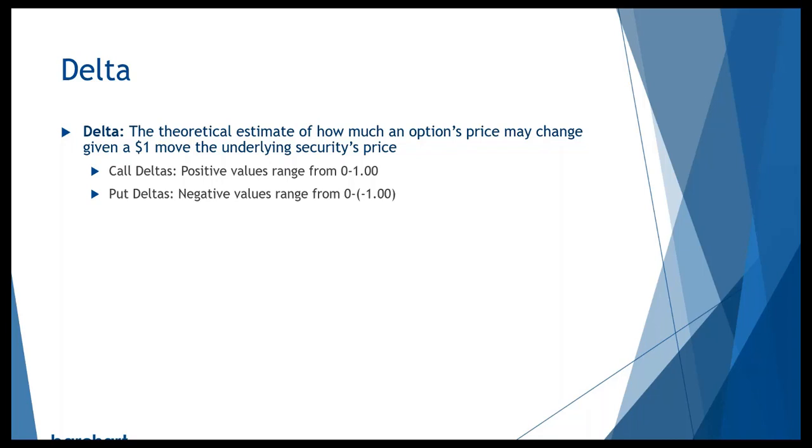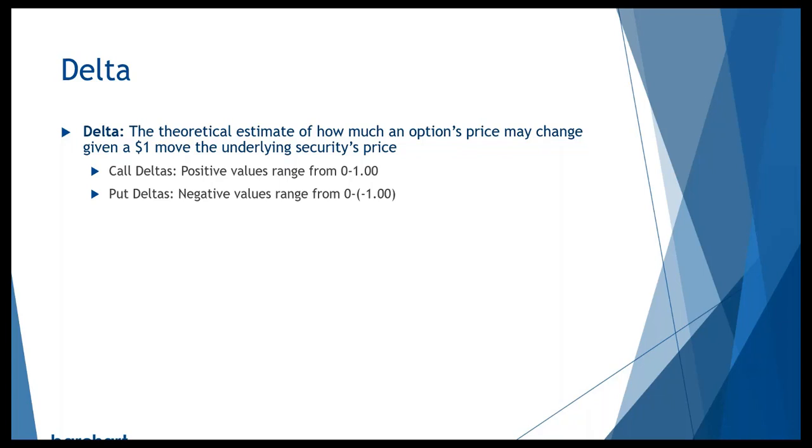So calls have positive deltas and positive correlations to the stock price. With a rising stock price, we will see a rising call delta. If I have a falling stock price, then our call deltas will fall. But puts, on the other hand, have a negative correlation. With a rising stock price, our put deltas actually move closer to 0. And with a falling stock price, our put deltas move closer to the value of -1, acting more like the stock.